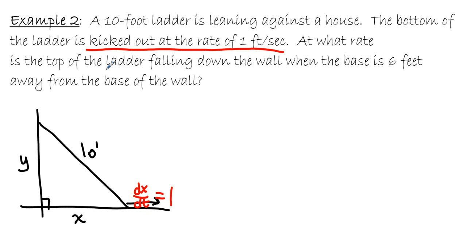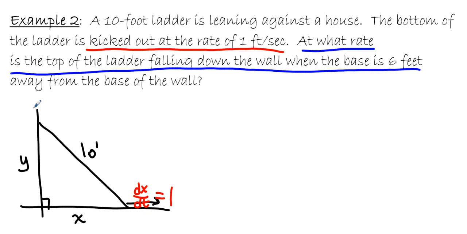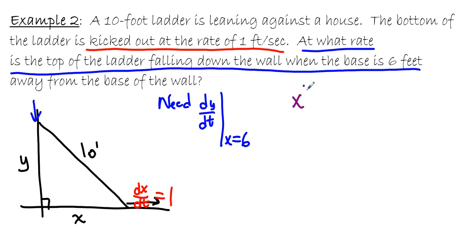So what are we supposed to find? We're supposed to find at what rate the top of the ladder is falling down the wall. We're supposed to find out how this is changing. We need dy/dt when the base of the ladder is 6 feet away from the base of the wall. So we know what's happening to x. We want to know what's happening to y when x is 6. Step 4 is to relate the variables. What is the relationship between x and y? Well, that's Pythagorean theorem.